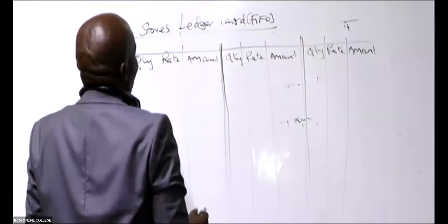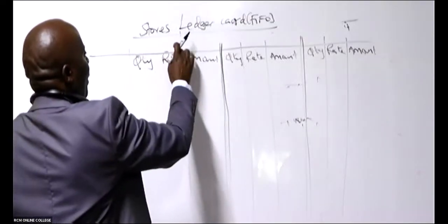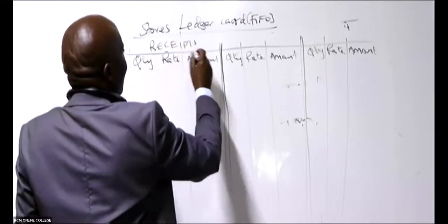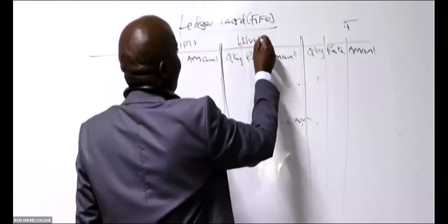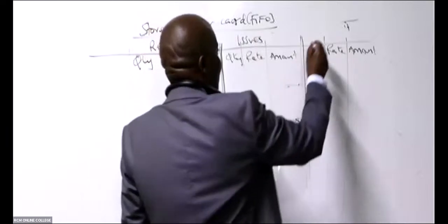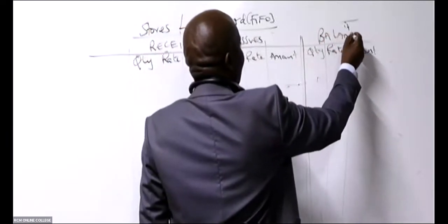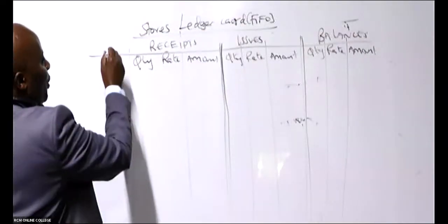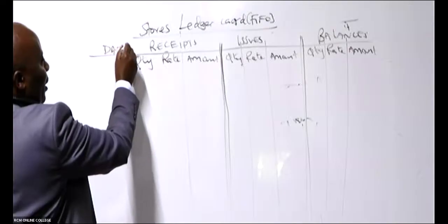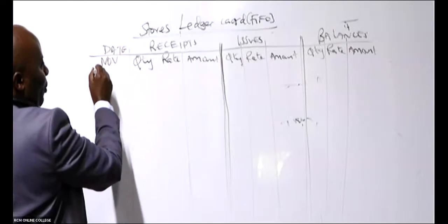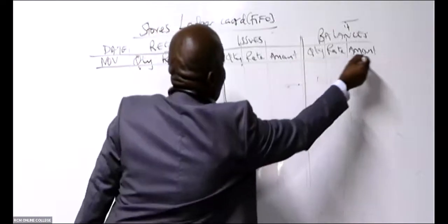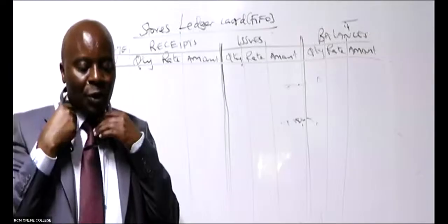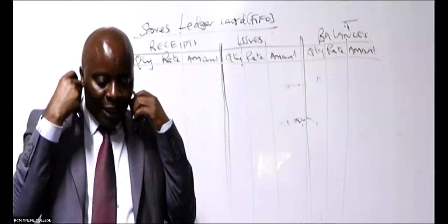So the first one here is receipts. Then we shall have issues. Then we shall have balances here. And then, of course, here we shall have the date. And then here you write November, month of November. So please, once you finish writing up yours, mention there Y for yes.